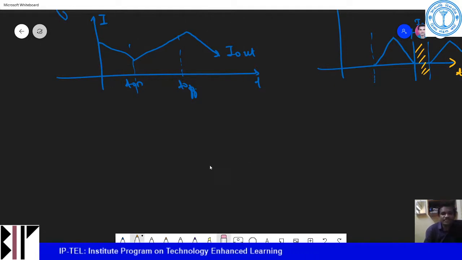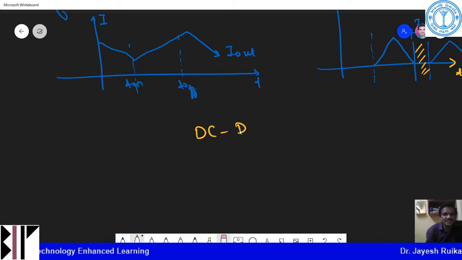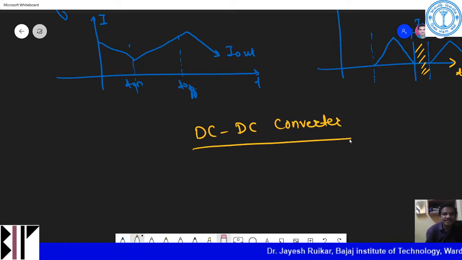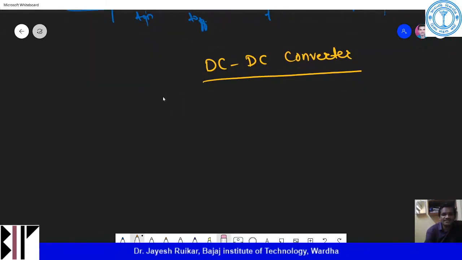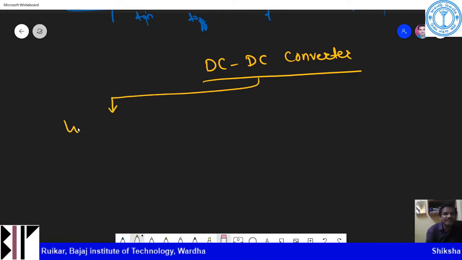Then I will explain to you the various types of DC-DC converters. So what are the various types of DC-DC converter? One is the linear converter, which I will define first.